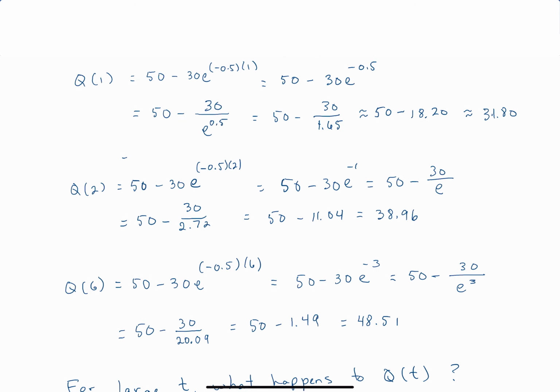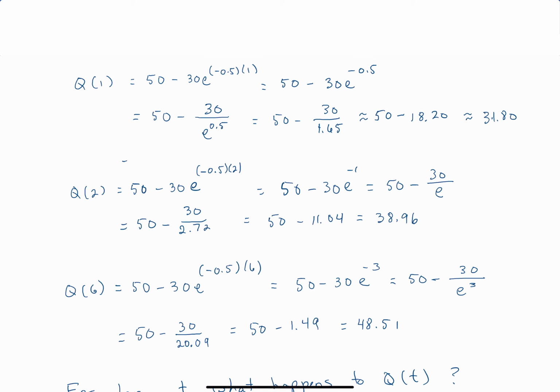Every time we raise the t value, notice that the denominator of the thing we're subtracting gets larger. So first the denominator was 1.65. For Q of 2, the denominator was 2.72. For Q of 6, the denominator was 20.09. So the denominator is getting larger. Now, what happens to a fraction if you give it a larger denominator? Like compare 1/2 to 1/3. Which is bigger? The 1/2 is bigger than 1/3. So as the denominator gets bigger, the fraction gets smaller.